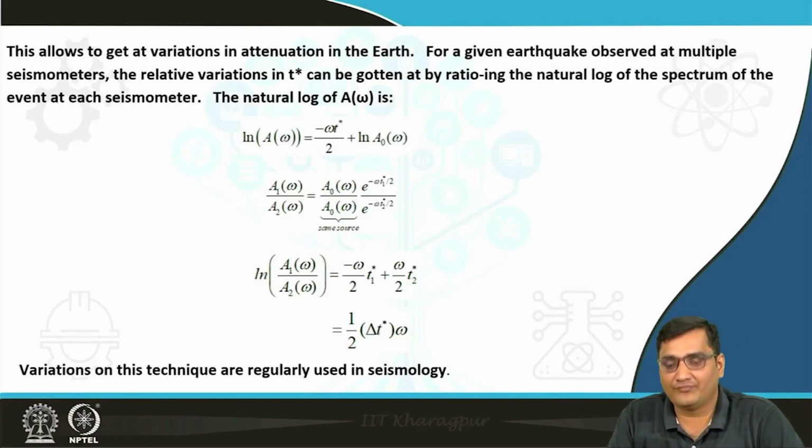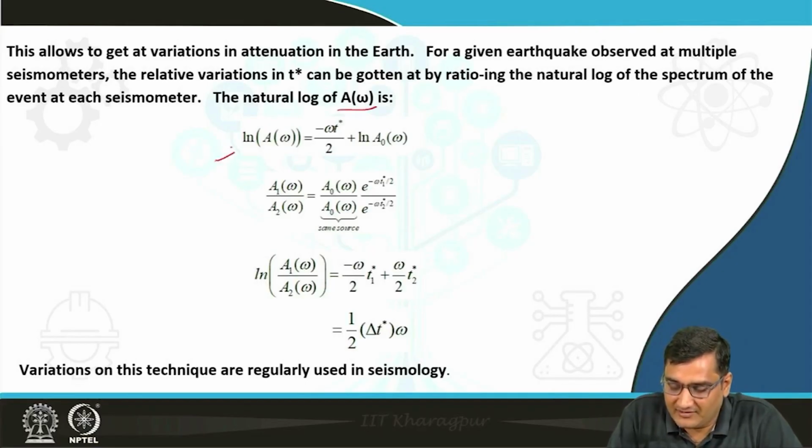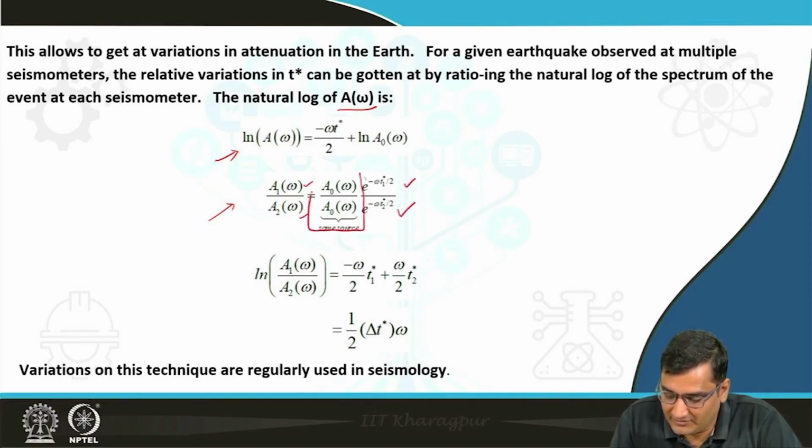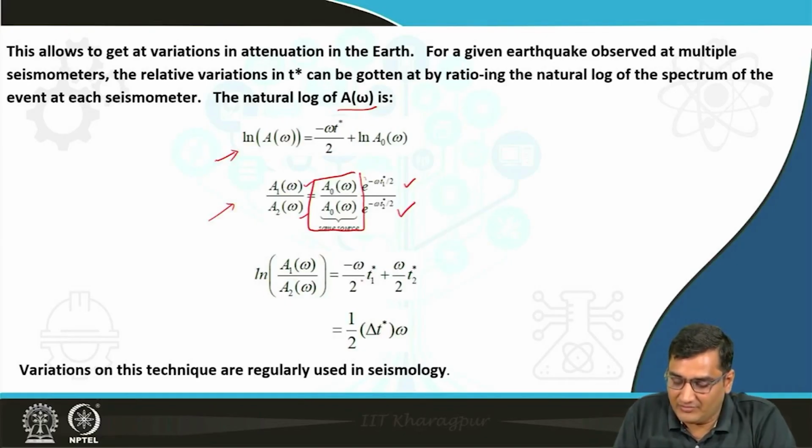The natural log of A(omega) is given by this expression: ln A(omega) is equal to minus omega t star by 2 plus ln A naught(omega). So the ratio of A1 and A2 with respect to frequency can be written like this, and this is because of the same source, that's why the A naught values are the same. So ln A1(omega) by A2(omega) is equal to minus omega by 2 T1 star plus omega by 2 T2 star, and that can be written as half delta t star, that is the difference between T1 and T2 star, multiplied by omega.